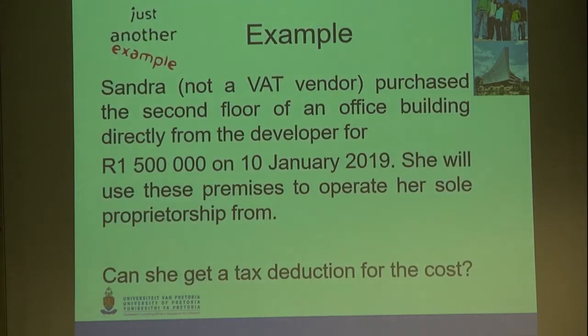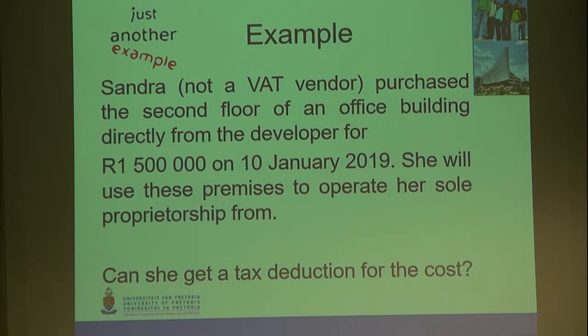Okay, so just to show you how this 55% rule works, we've got an example here where we say Sandra, so she's a sole proprietor, purchased the second floor, so a part of a building, of an office building directly from the developer. Okay, that's important. It's new and unused if it comes from the developer. For 1.5 million Rand on 10 January 2019. She will use these premises to operate her sole proprietorship from. Okay, so they don't even tell us what she's specifically using it for, but it doesn't matter if she's using it in her trade to produce income, you fall under Section 13 Quin.